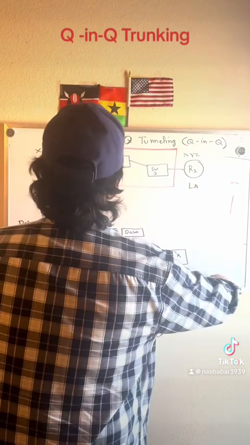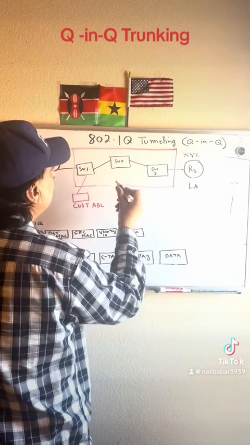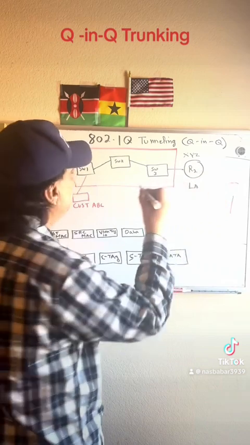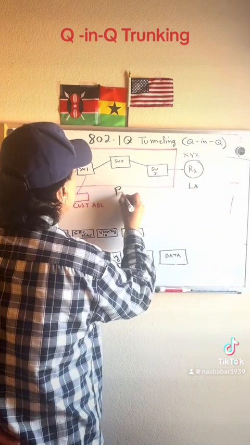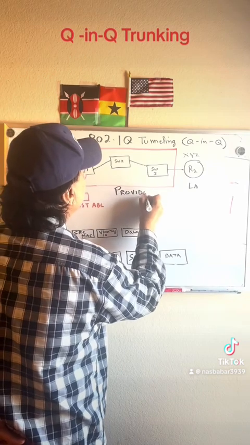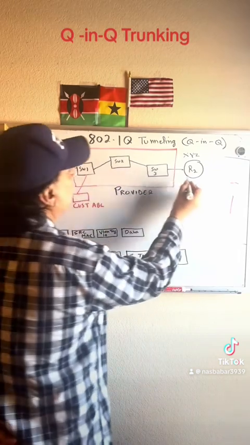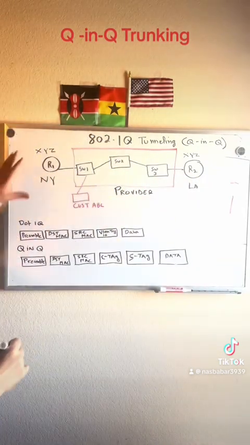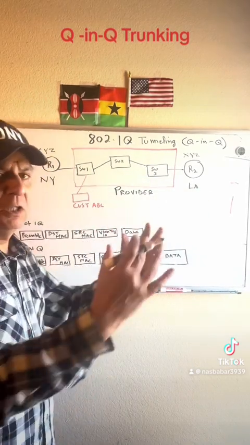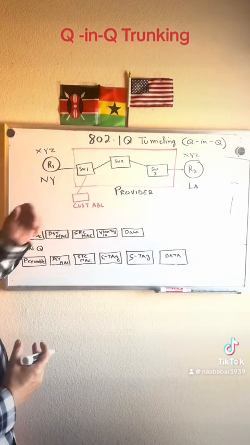Now within this red box, this is your provider. It could be any provider. It could be Verizon. It could be AT&T. They are basically providing you a link between New York and Los Angeles. You have two offices, one in New York and one in LA, and they need to be on the same local area network. So how do we do that?